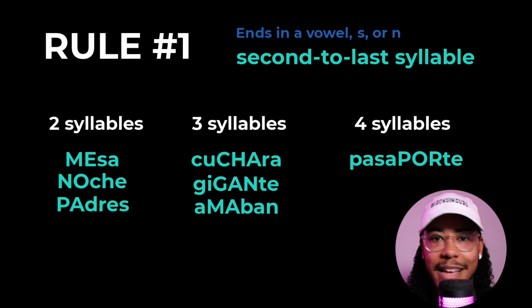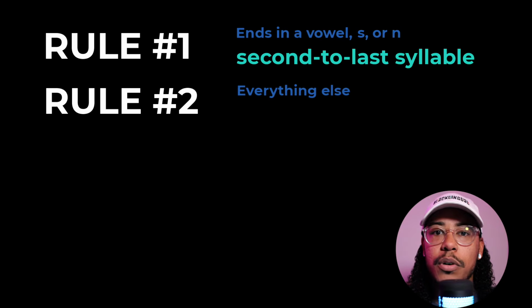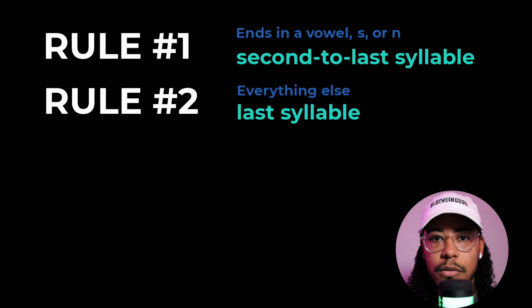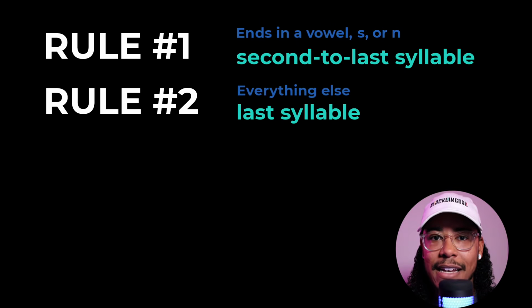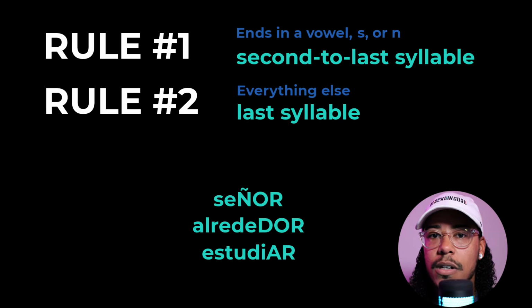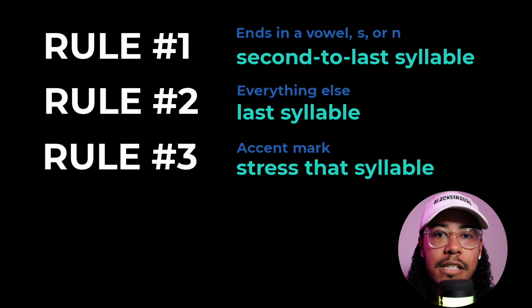Pasaporte, and so on. If rule number 1 doesn't apply, then you put the stress on the last syllable. So in other words, if the word doesn't end in a vowel, N, or S, then you stress the last syllable. Señor, alrededor, estudiar. And the easiest rule of all, if there's an accent mark, then you put the stress on the syllable where the accent mark is.